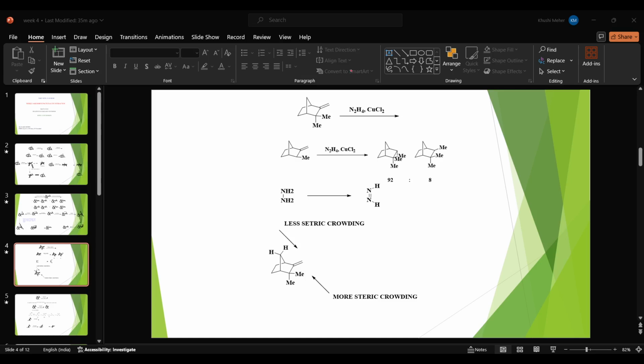Then what will be the expected product? From which side will the attack happen? How will it react? How will hydrogen react? The top side will be attacked, that's okay. But how will this hydrogen react in the presence of copper chloride?